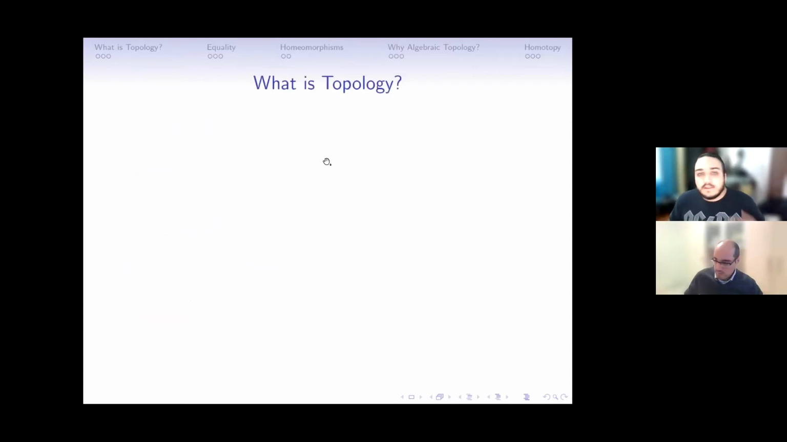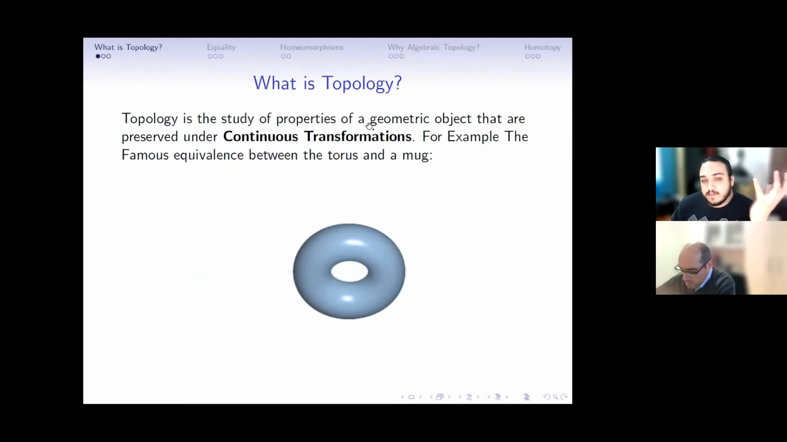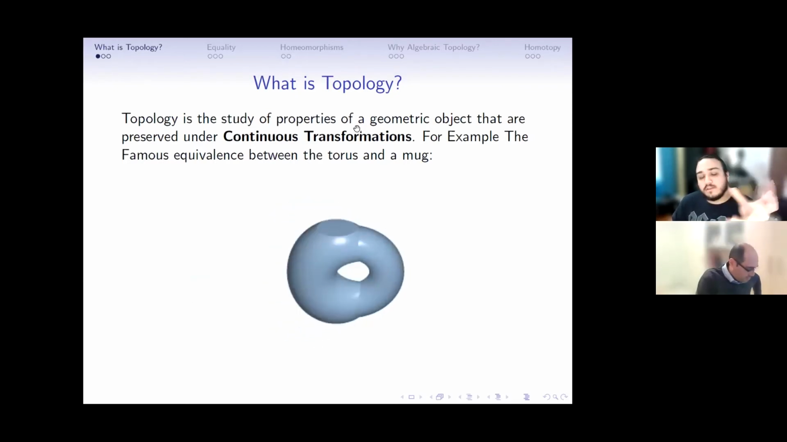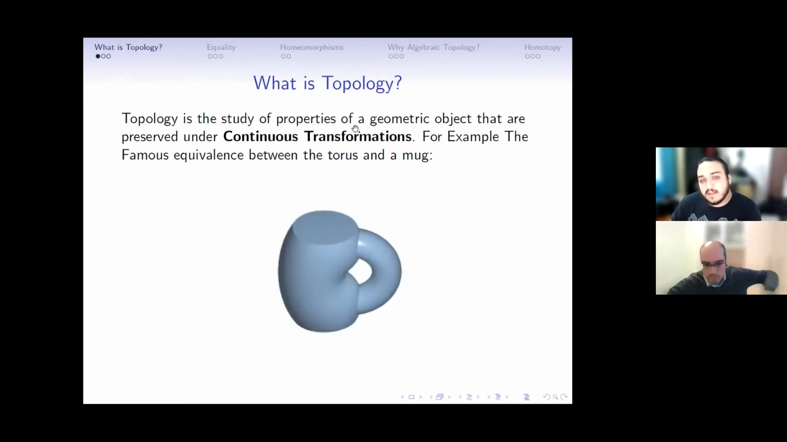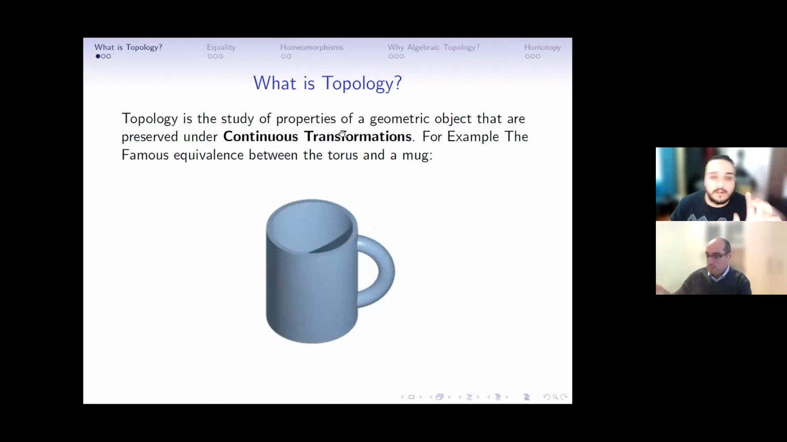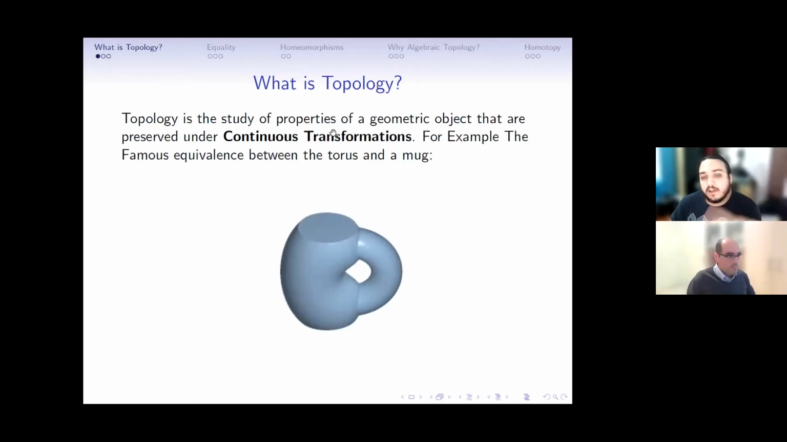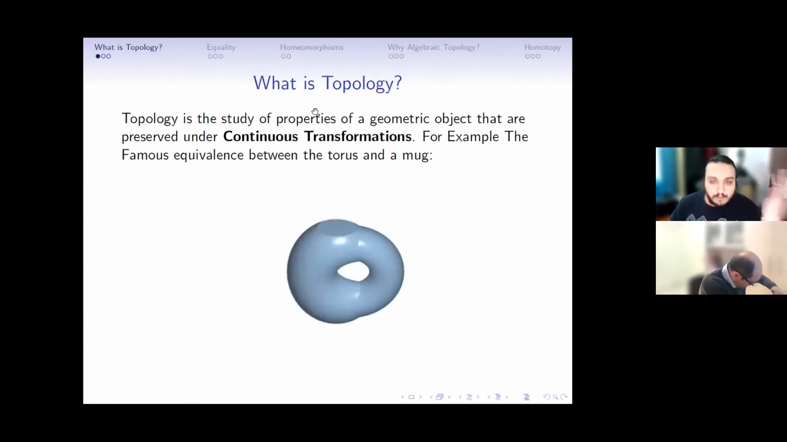So what is topology? Topology is basically the study of continuous transformations from one space to another. What we want to do is figure out what properties of these objects remain constant as you move over such transformations, such as the number of holes, and there are many properties like these.